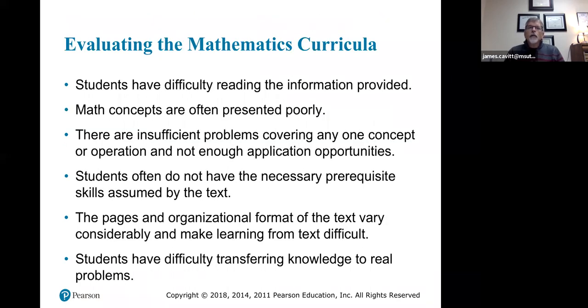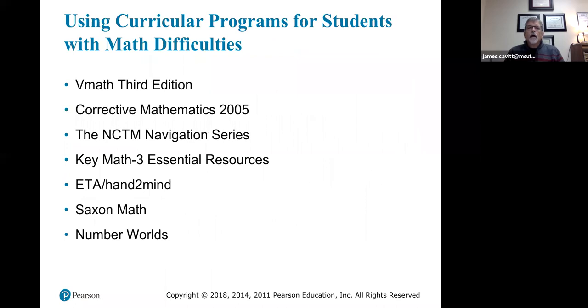Make sure the math curricula meets the National Mathematics Council's expectations. Here's some curricular programs that have been appropriate for kids that are struggling. Saxon Math has been around a long time. It's very possible that you used it when you were in K through 12 school.